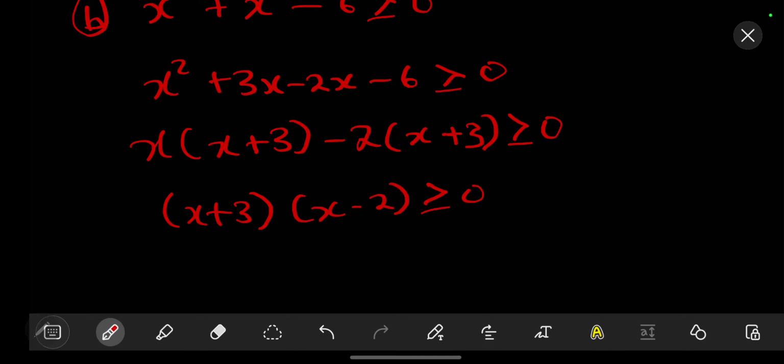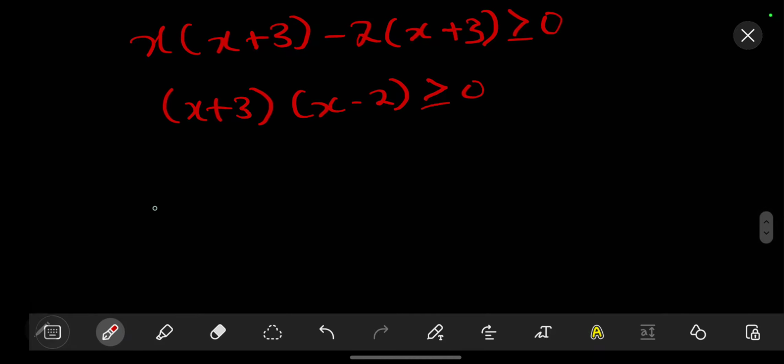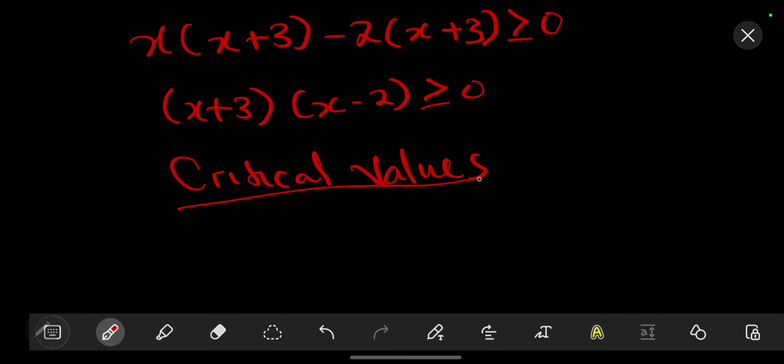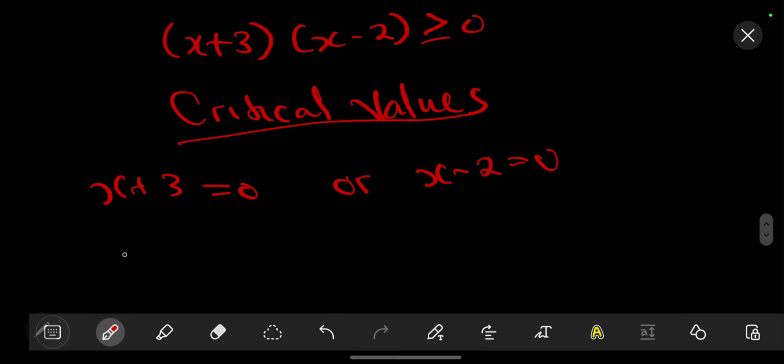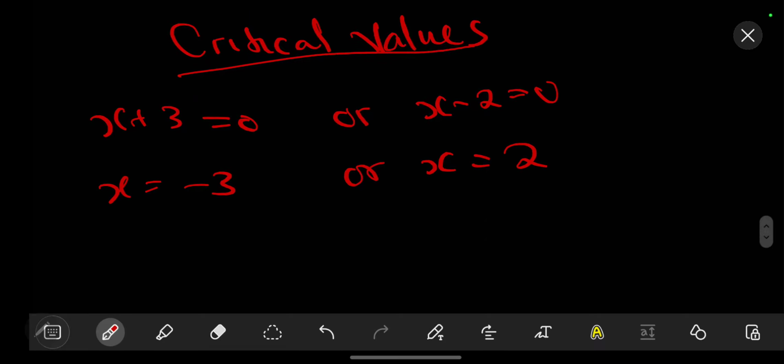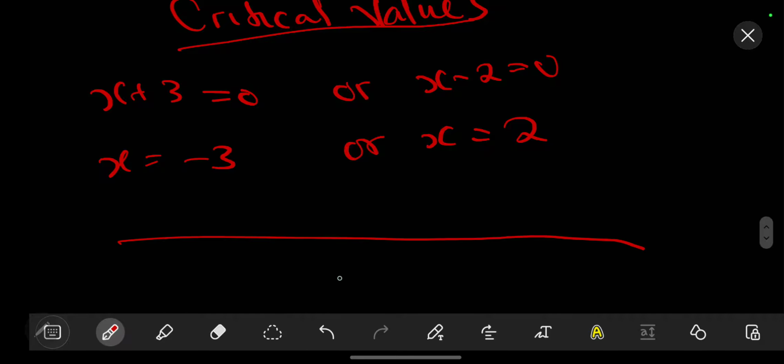So from here, let's now use the table. Using the table, firstly, let's find our critical values. Our critical values are the zeros of the equation. So the critical values will be such that we have our x plus 3 should be equal to 0, or our x minus 2 should be equal to 0. So our x should be equal to, we take the 3 here, negative 3, or our x should be equal to, we take the 2 the other side, x is equal to positive 2 like that.